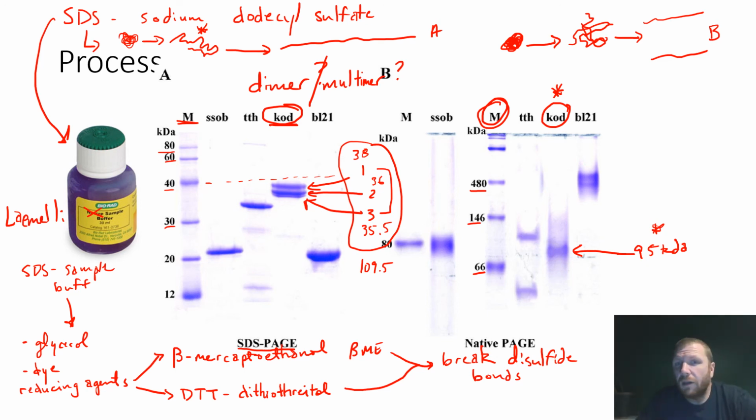So what this comparison tells me is KOD, as an example, is a quaternary structured protein. It's a protein that is, well, multiple subunits folded together. And I only know that because I did my SDS-PAGE as a follow-up to my native PAGE.